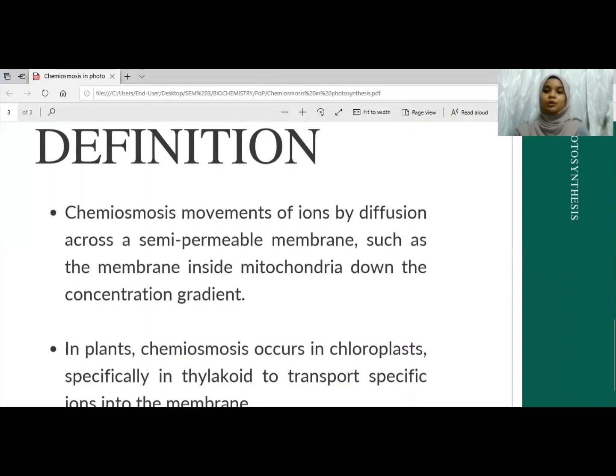What is chemiosmosis? It is a term used to describe the movement of ions by diffusion across a semi-permeable membrane, going down the concentration gradient. In plants, chemiosmosis occurs in chloroplasts, where ions diffuse through the thylakoid membrane. Now, let's move on to the next part.